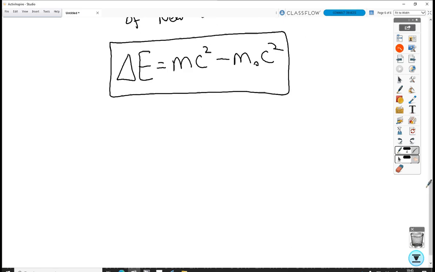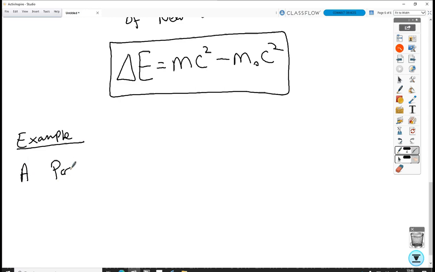So for example, if a particle, like a proton or an electron, is accelerated through a potential difference, like the electron gun equation, then the gain of energy is still QV, but the gain of energy is not equal to a half mv squared anymore. It's equal to the difference of mc squared and m naught c squared.